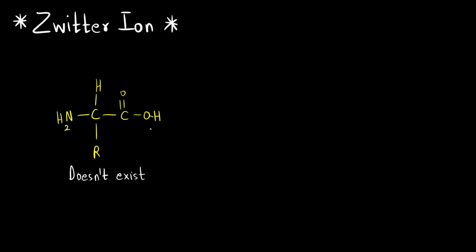Why? The reason is very simple. Carboxylic acid has a tendency to donate H plus ion. It will donate H plus ion and it will become carboxylate form. Where will this H plus ion go? To the amine group. This will pick up this H plus ion and it will be protonated. NH2 will become NH3 plus. So this is the form that exists.